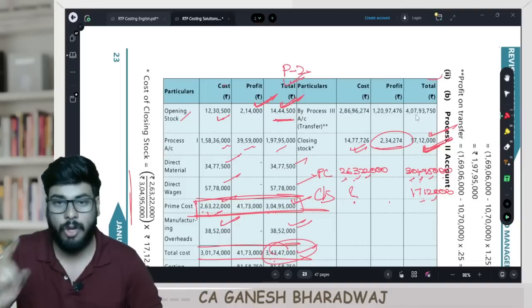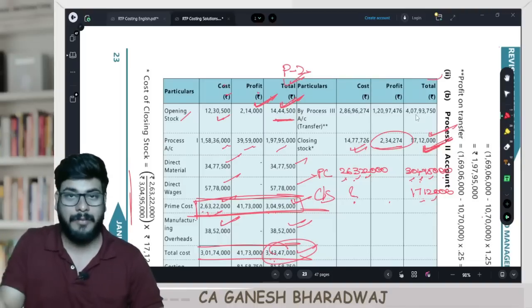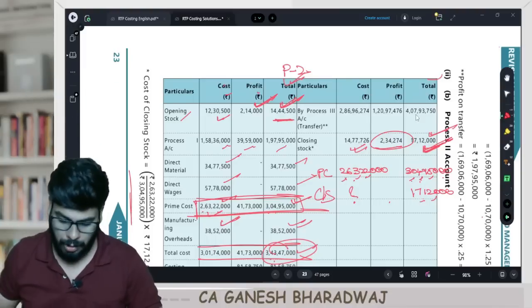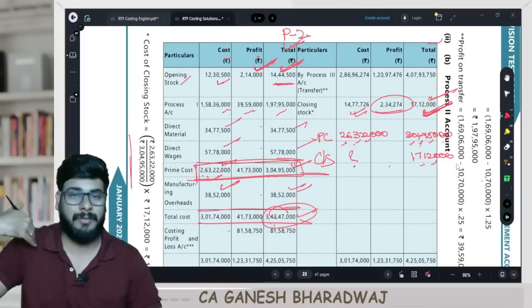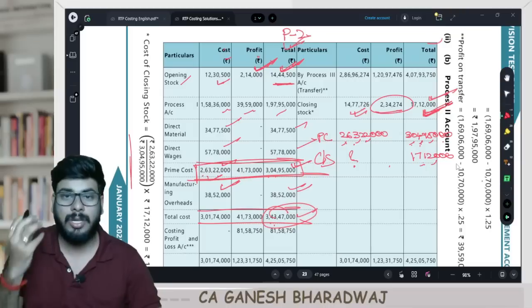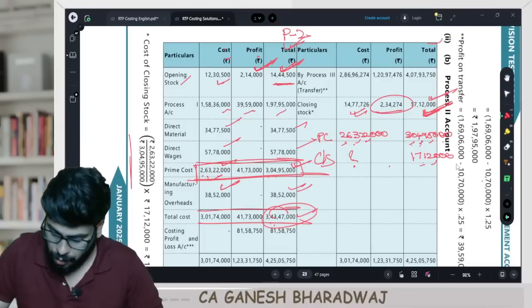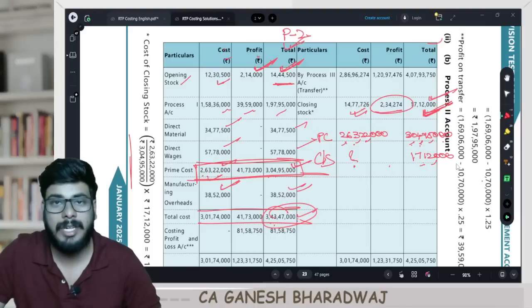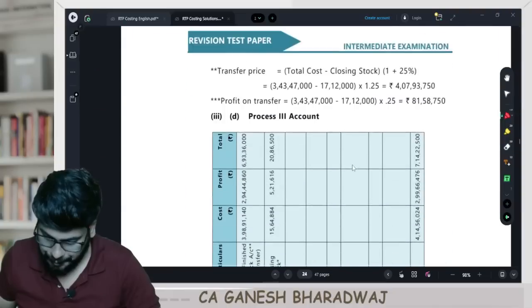This total column is the only column that the process knows, right? This cost and profit breakup is what the company, the head office will know, but the process will know only the total column, right? So technically speaking, what is the total cost from the perspective of the process? What is the total cost value of the goods being transferred to the next process? It is going to be 343,47,000 minus 17,12,000, correct? So look at this. This is what they have mentioned here.